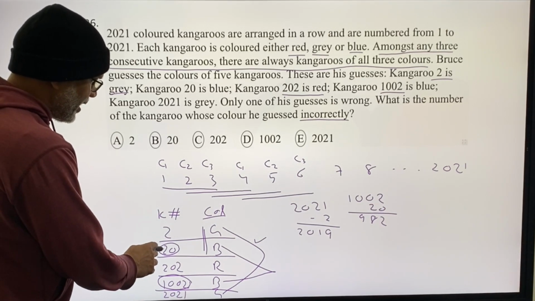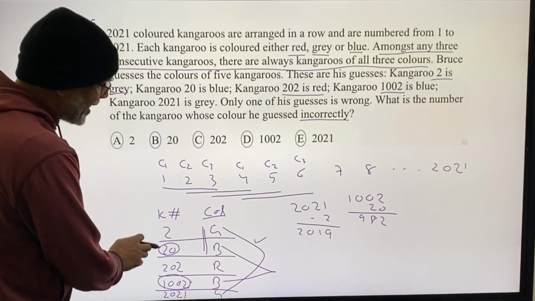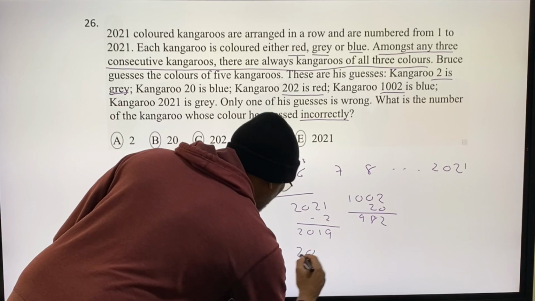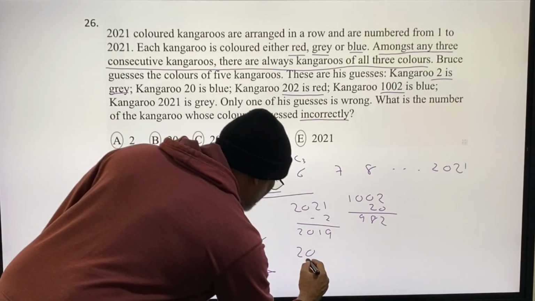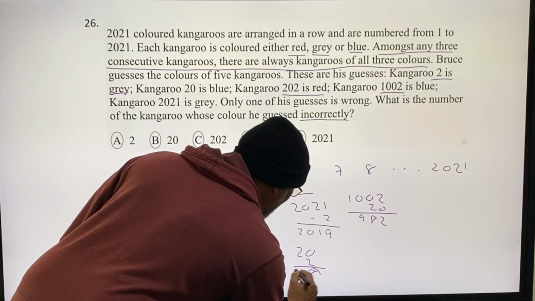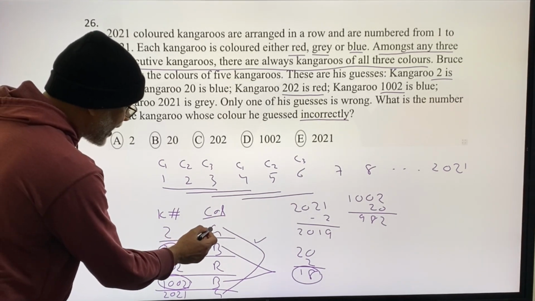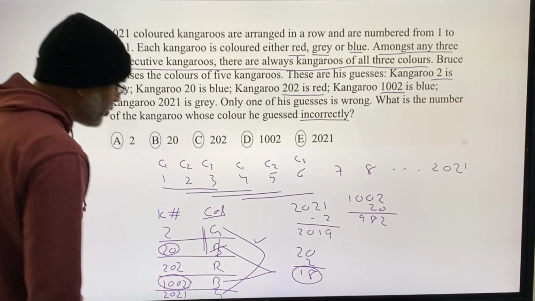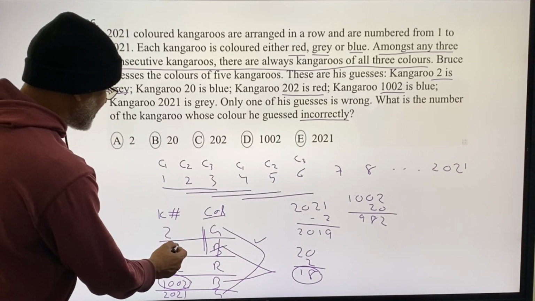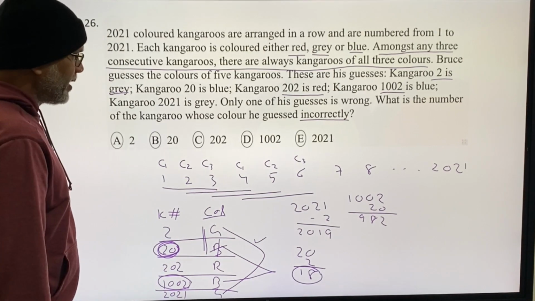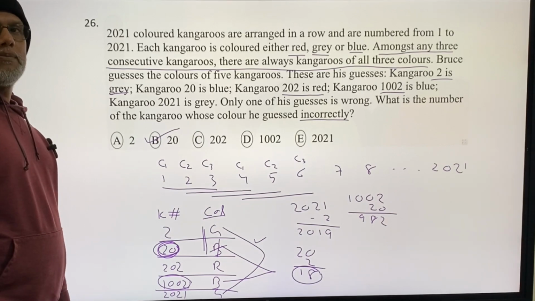Okay, now let me check these two. What if I start with gray, then what will be the 20th? Let's check if that should be a gray or something else. If I subtract 2 from 20, that is 18, and 18 is divisible by 3, right? Then this 20 has to be gray. It cannot be blue, right? Because that follows that pattern. So then this is the one he guessed incorrectly. Then B is the correct choice.